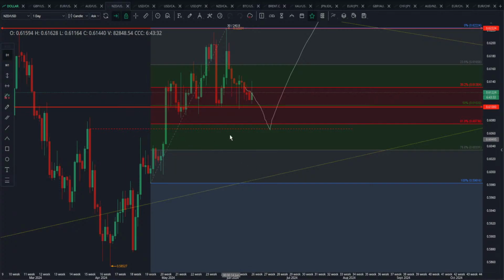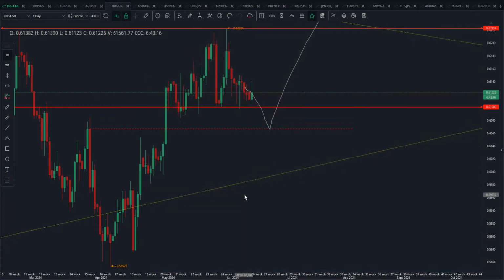New Zealand dollar, I'm expecting the price to go for this order block, which is around 0.6063, and then move forward. For this, you can expect the support to be around 0.6073 and maybe 0.6066. This is an area from where you should be expecting the support.